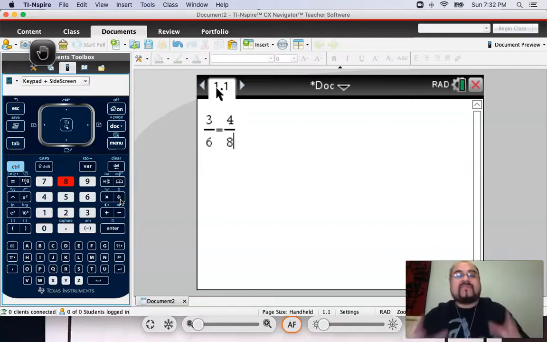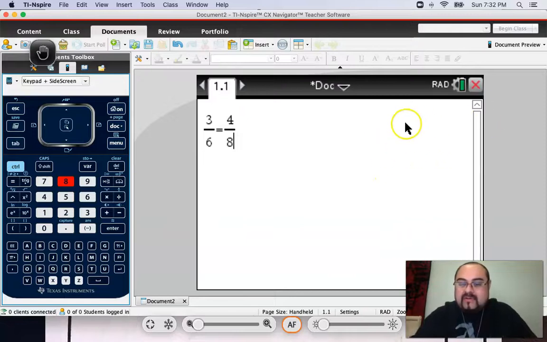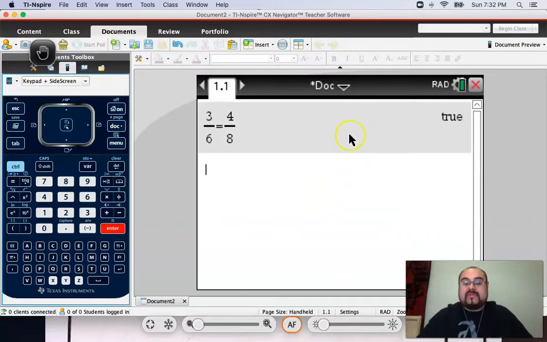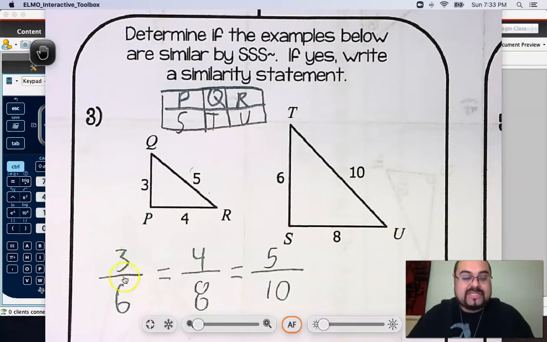Okay. If this is true, when I hit enter, it's going to say on this part over here, it's going to say true. Okay. So far, we've proven that 2 of the sides are proportional to each other, but we still have to prove the last one. Again, I can't put in all 3 equal signs, so I have to do them one at a time. Okay. So now we have to prove is 3/6 equal to 5/10.